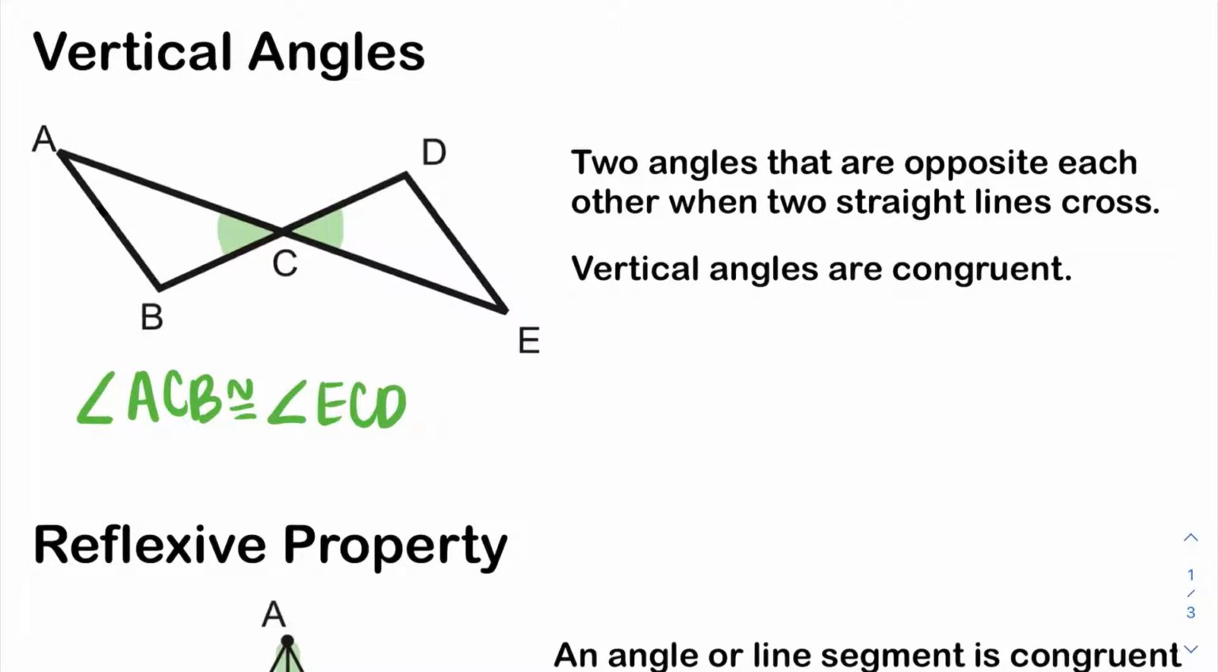So in the figure on the left, which I like to call a bow tie shape since it kind of looks like a bow tie, in this type of figure, you will always have vertical angles. The vertical angles will be in the middle of the two figures, which I have highlighted here in green. So we have angle ACB is congruent or equal to angle ECD.